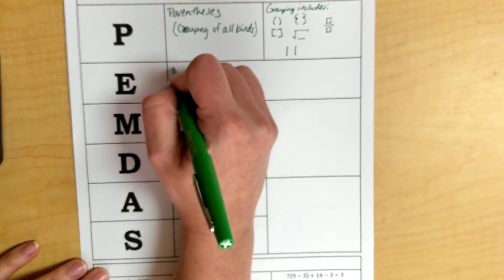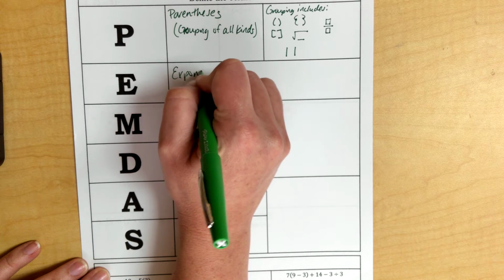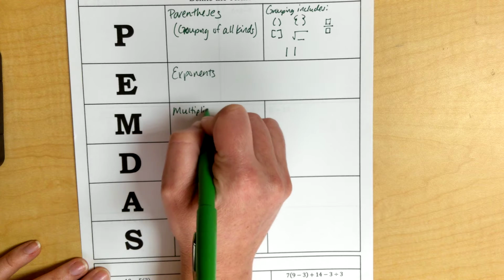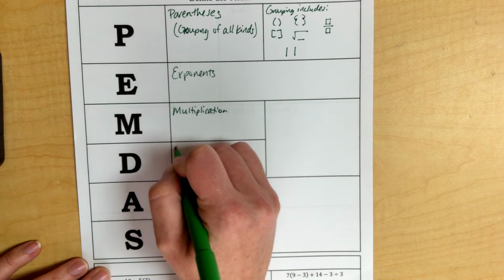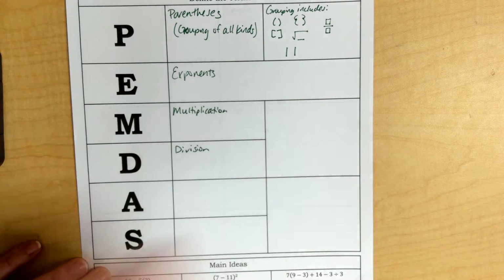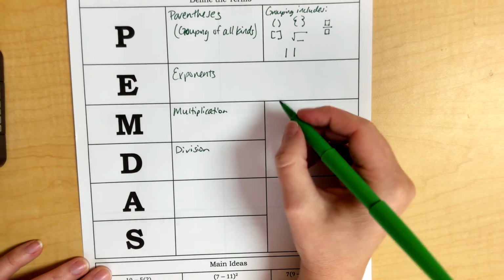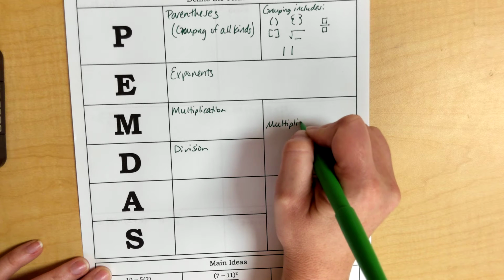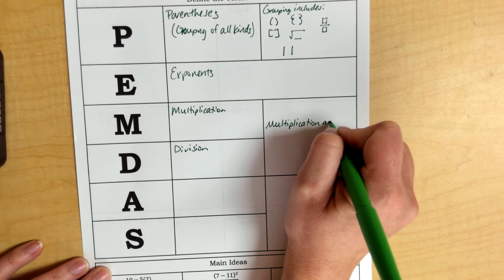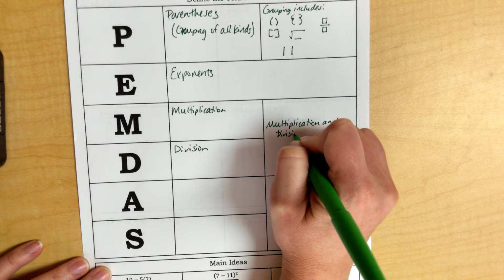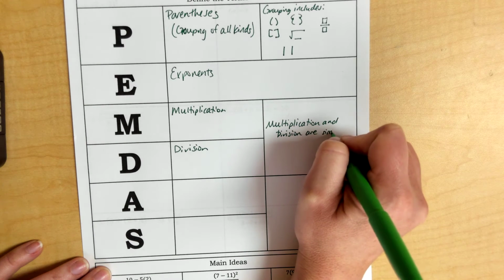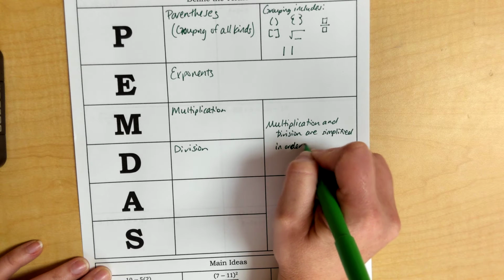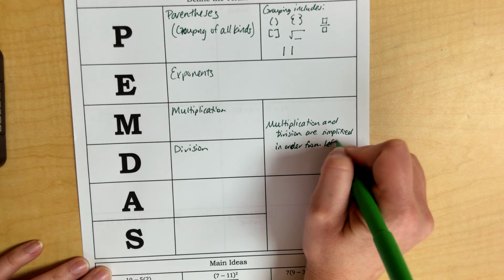Okay, then E of course still represents exponents. M represents multiplication, and D represents division. Okay, when we talk about multiplication and division though, these kind of go together, and multiplication and division are simplified in order from left to right.